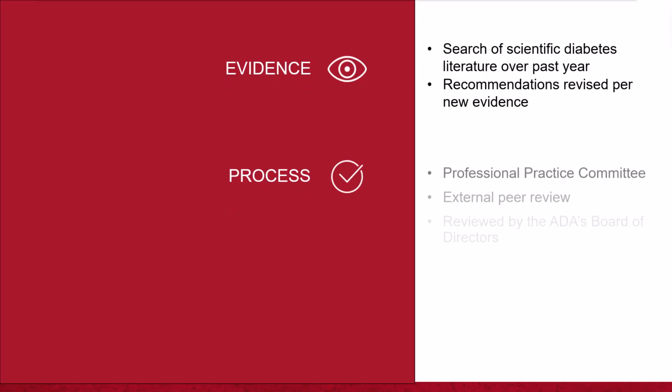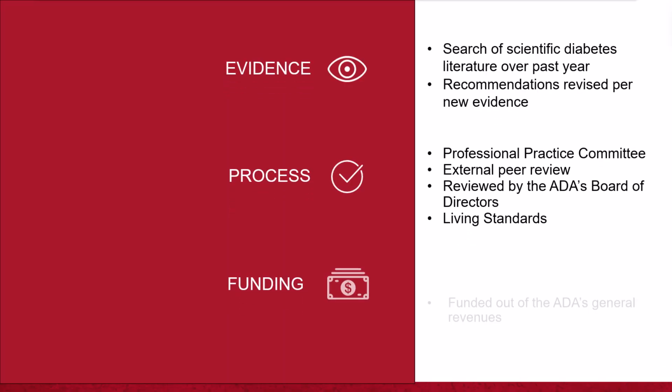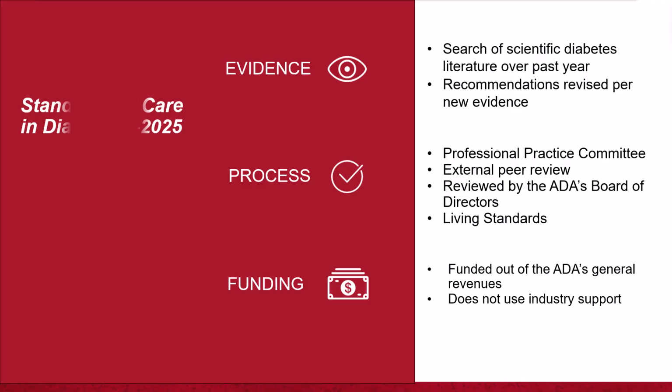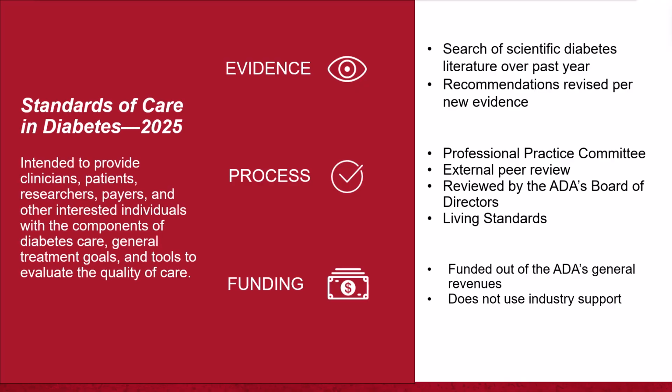Evidence. Search of scientific diabetes literature over the past year. Recommendations revised per new evidence. Process. Professional Practice Committee. External peer review. Reviewed by the American Diabetes Association's Board of Directors. Living standards. Funding. Funded out of the American Diabetes Association's general revenues. Does not use industry support.